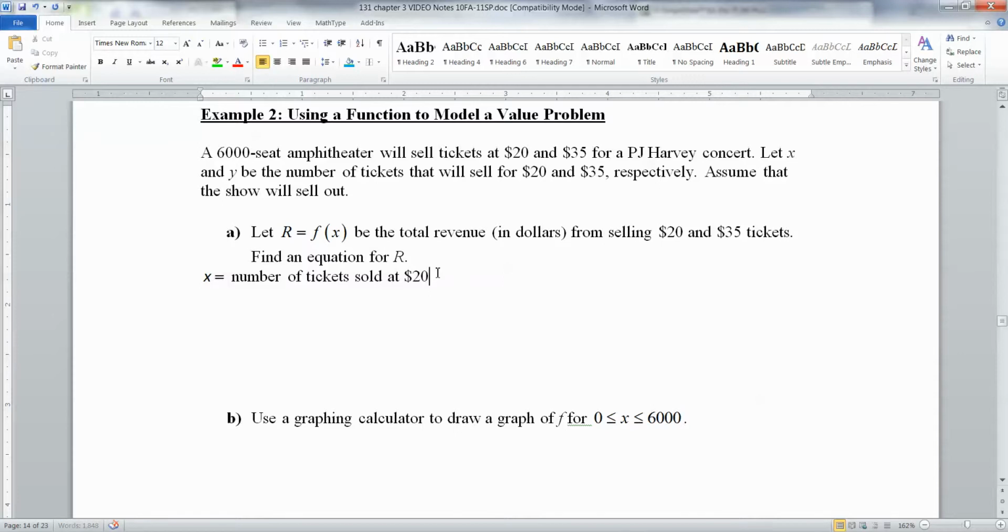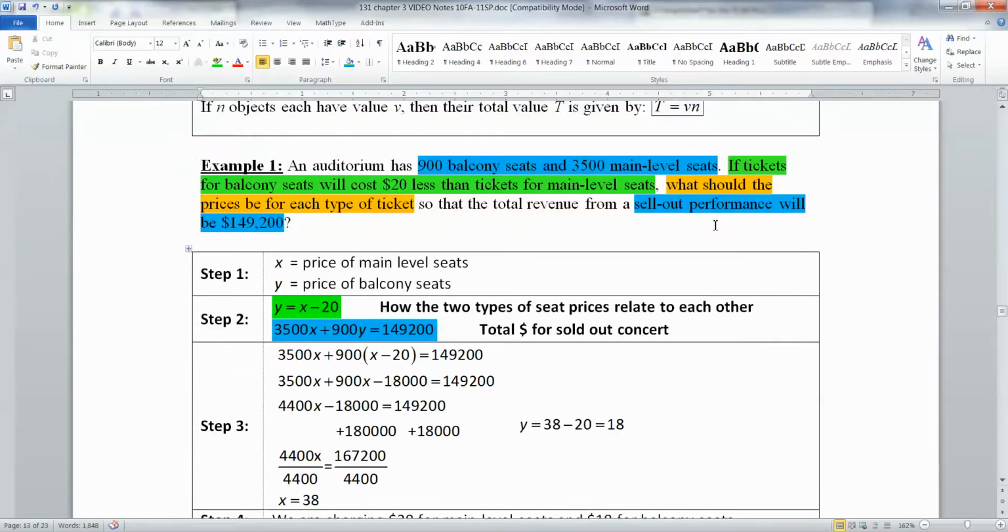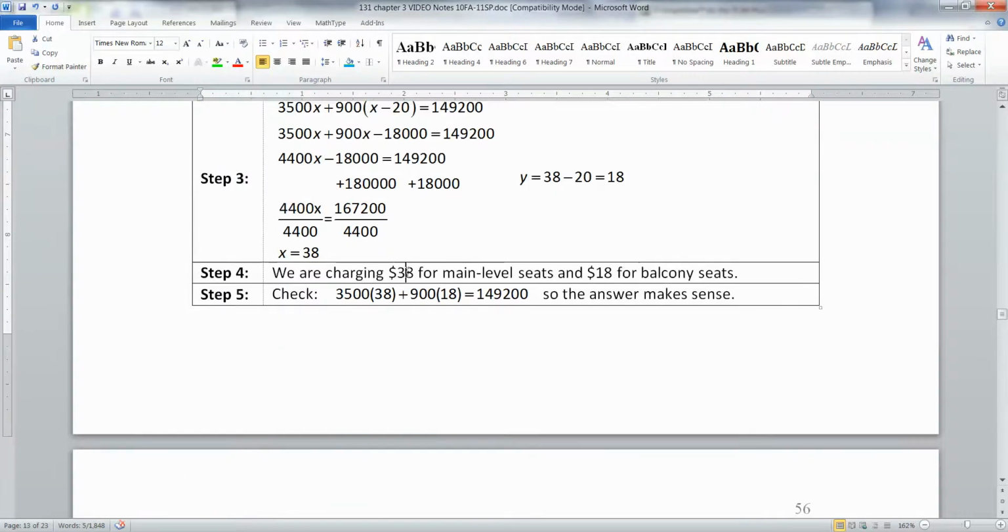This is a totally different problem than the last one we did, because the last one we did, we didn't know how much we were selling them for. Remember, price itself was what we didn't know. Let me go back here. It says, what should the prices be? Right there. See that? What should the prices be? You're looking for price. That's why at the end I had to put dollar signs on the answers.